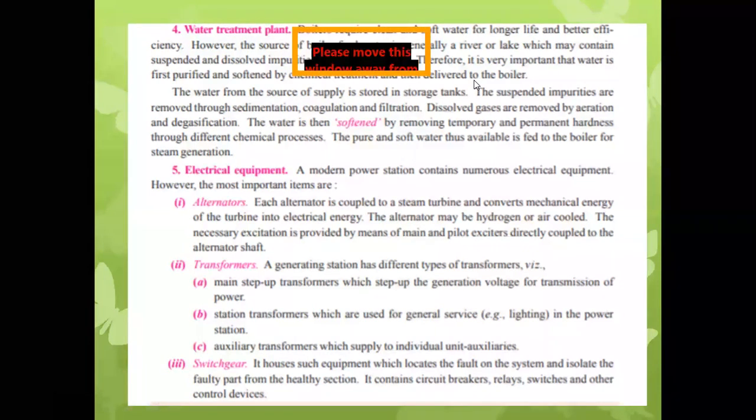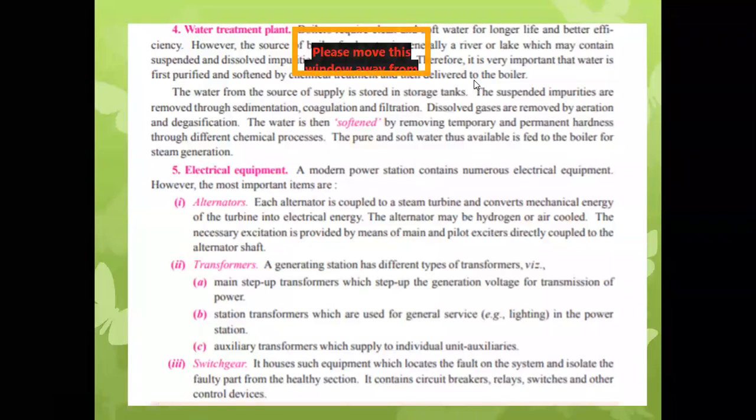Dissolved gases inside the water are removed by reaction and degasification. The water is then softened by removing the temporary and permanent hardness through different chemical processes. The softened water should be provided to the boiler in order to improve its efficiency as well as enhance its life. So this water treatment is very important.